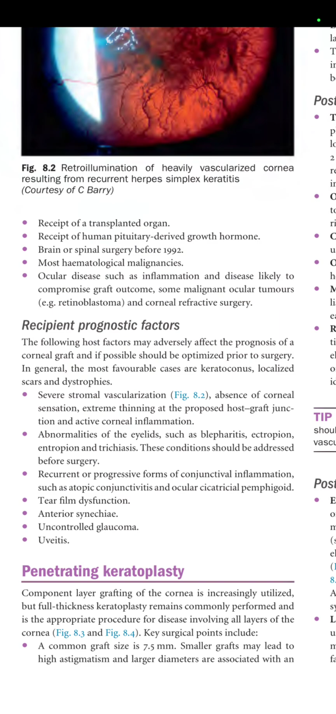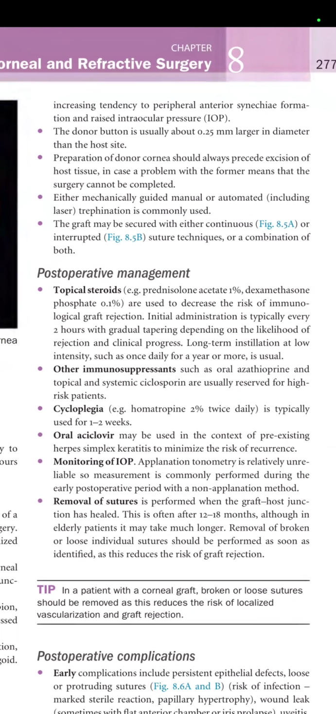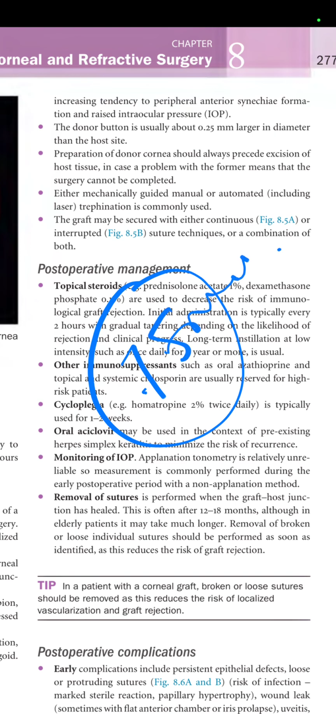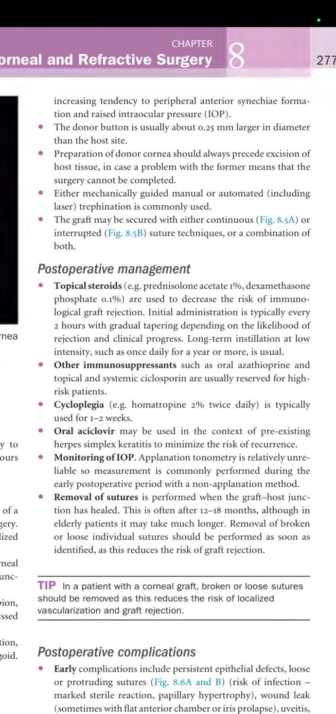Key surgical points include: a common graft size is 7.5 millimeters. Smaller grafts may lead to high astigmatism, and larger diameters are associated with an increased tendency to peripheral anterior synechiae formation and a raised IOP. So if the corneal graft is usually 7.5 mm, what if it is smaller? It will cause astigmatism. And if it is larger, it will cause peripheral anterior synechiae, and if these are formed, they can cause raised IOP.